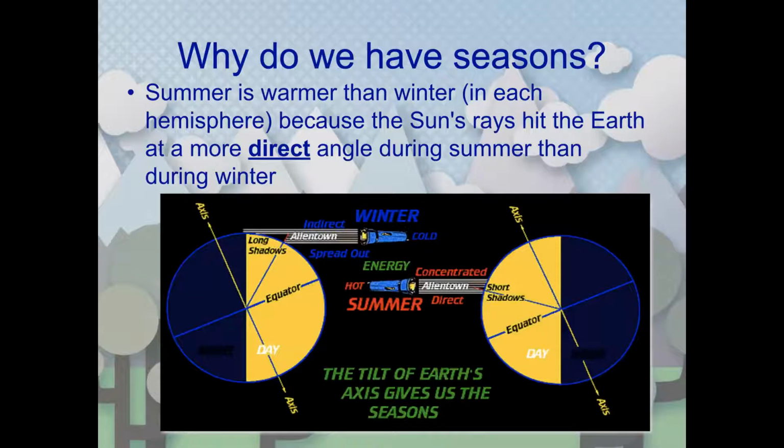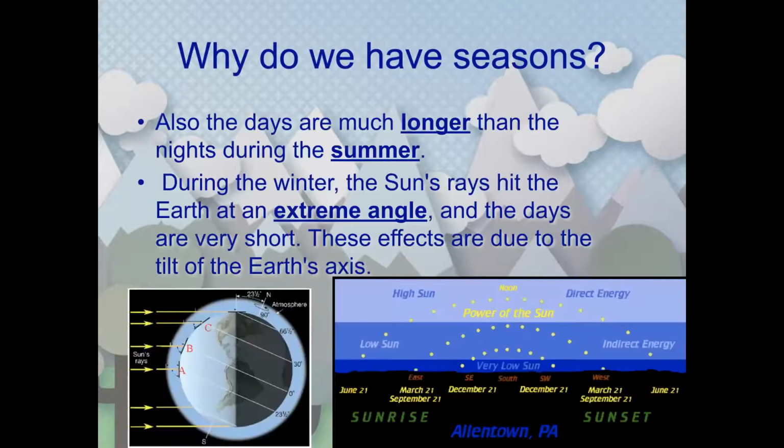Summer is warmer than winter in each hemisphere because the sun's rays hit the Earth at a more direct angle during summer than during the winter. And we can see that in this image. Also, the days are much longer than the nights during the summer. During the winter, the sun's rays hit the Earth at an extreme angle, and the days are very short. These effects are due to the tilt of the Earth's axis. And I know you noticed that when winter comes, it probably gets dark somewhere between 5 and 6 p.m. in the evening. We don't have much daylight, do we?